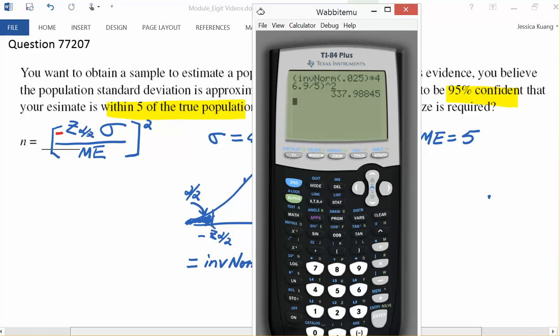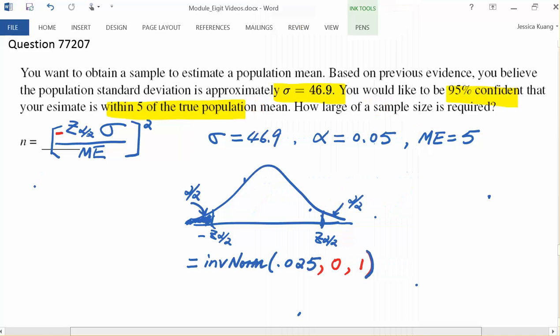So my answer will be 337.9. Now remember, when you sample, when you survey people, you cannot ask 0.9 of a person. So you always round your answer up to the next whole number, regardless of whether you have 0.9 or 0.1. So here is my final answer: 338.